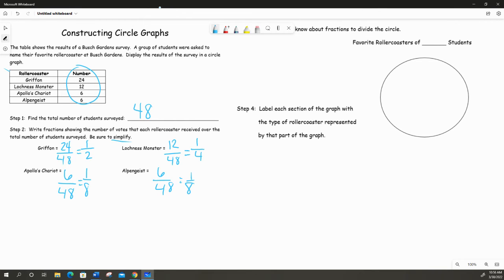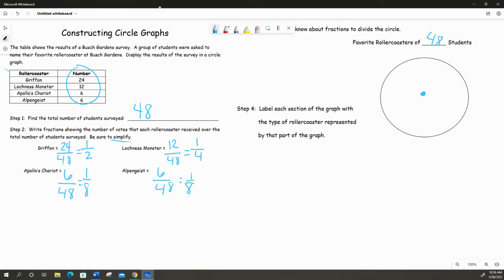Now that we have that information, we can go ahead and create our circle graph. The first thing we want to do is have a title. It says favorite roller coasters of 48 students, because 48 students were surveyed. Now we can go ahead and graph this data based on the fractions that we came up with.